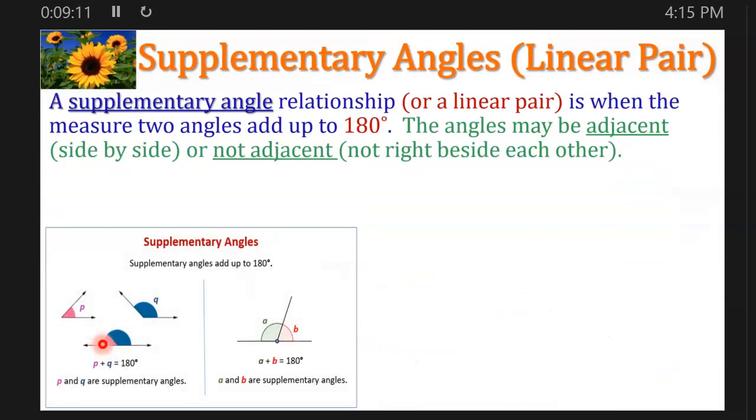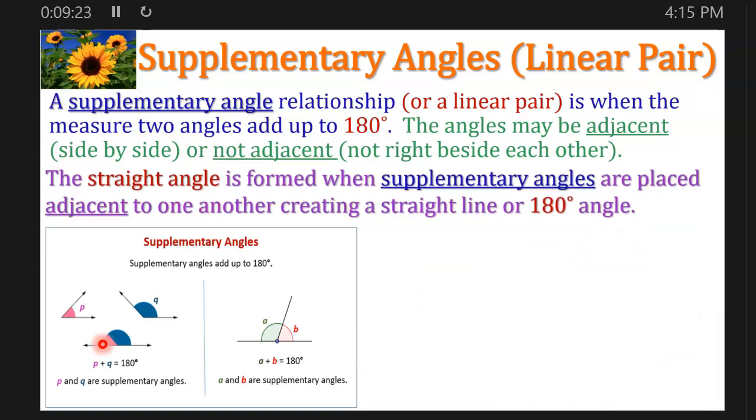Supplementary angles are linear pairs. A supplementary angle relationship or linear pair is when the measure of 2 angles add up to 180 degrees. The angles may be adjacent, side by side, or not adjacent, not right beside each other. The straight angle is formed when supplementary angles are placed adjacent to one another, creating a straight line or a 180-degree straight angle.